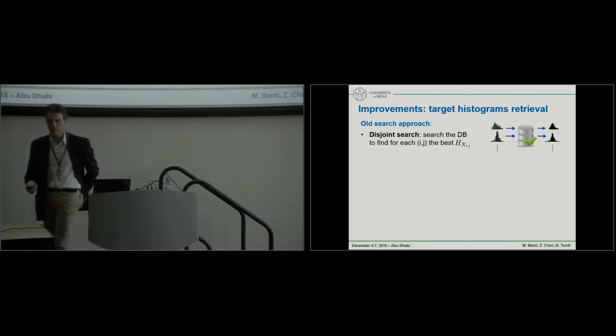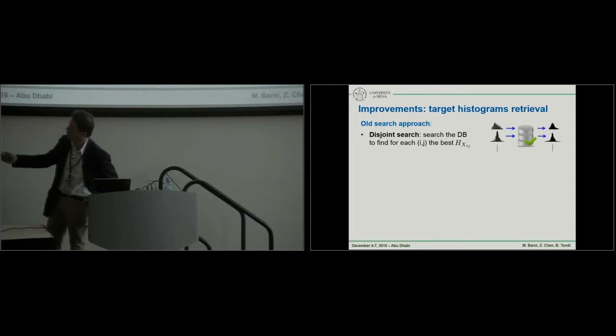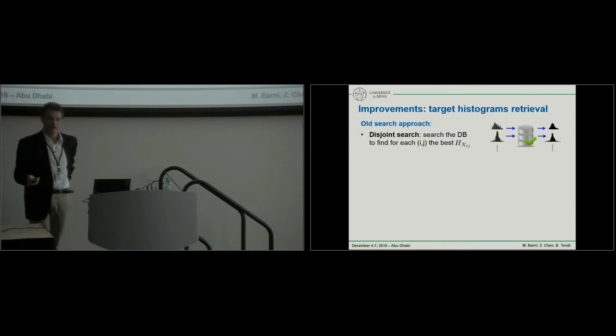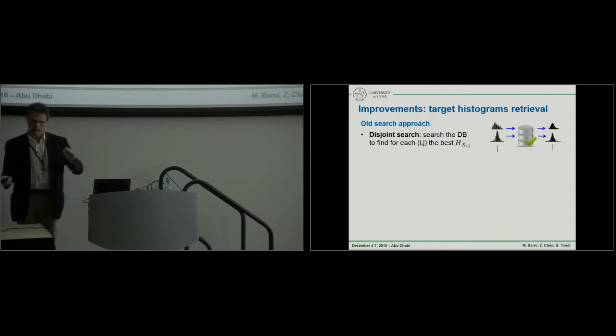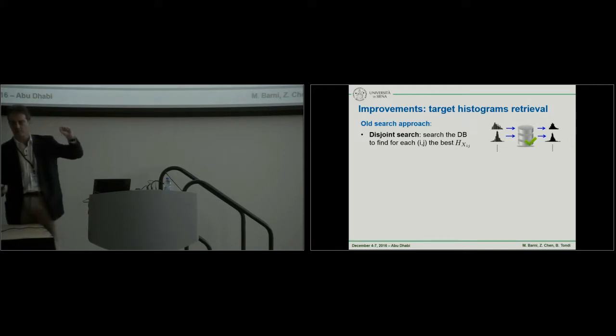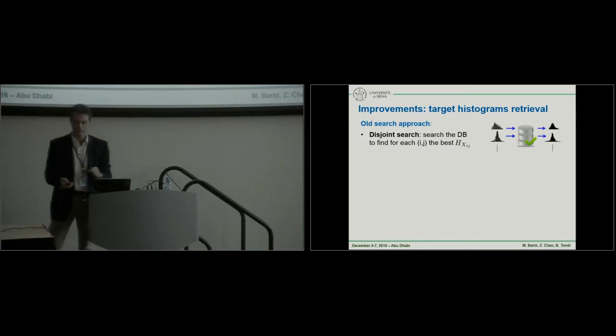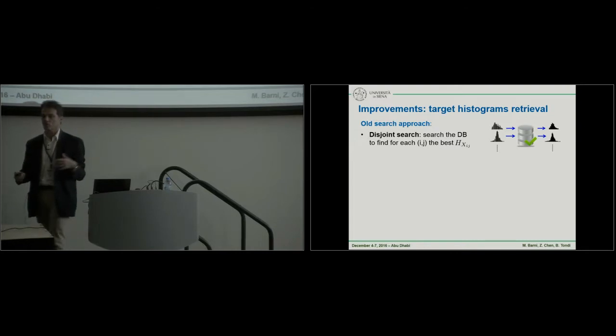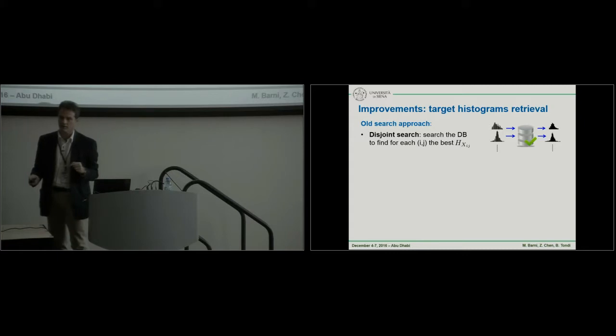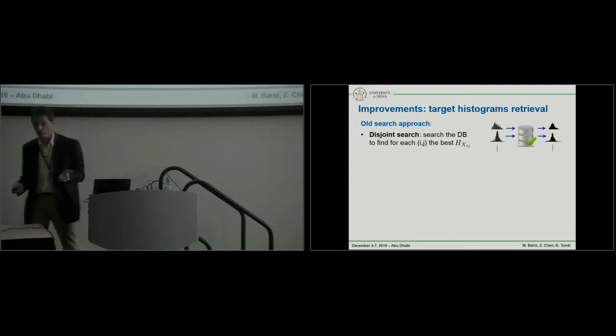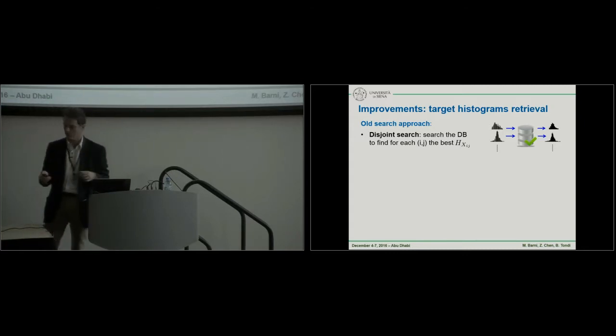So first of all, the search. In the old paper, we were using a disjoint search. So the attacker was looking for the target histogram at each frequency separately. This, of course, is good if the database is not very large, because it's not easy to find a vector of histograms that are all equal. But from a security point of view, this is not good, as we will see later on.